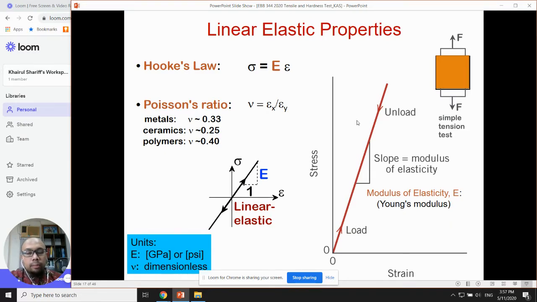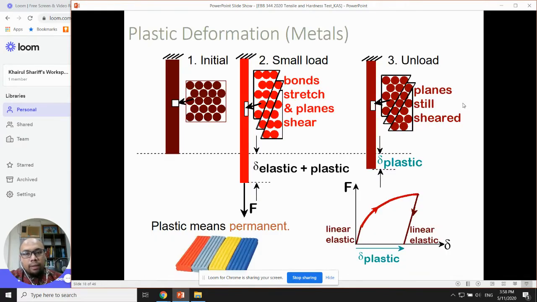Number two is the Poisson ratio. What is the Poisson ratio? Normally it is the strain in the x direction versus the strain in the y direction. Normally the Poisson ratio exists inside the metal itself.